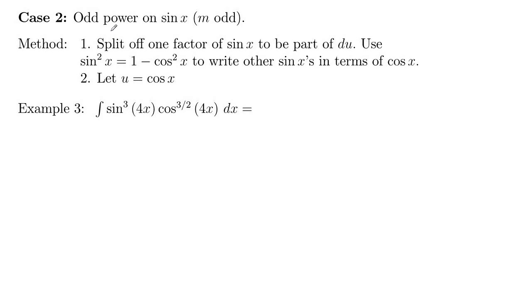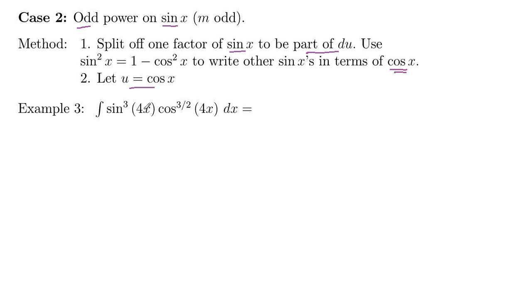Now the other case is when you've got your odd power on your sine x. If that's the case, then you're going to split off one factor of sine x, and that's going to be part of your du. And then you're going to use sine squared is 1 minus cosine squared to write everything else in terms of cosine x, and then you let u equal cosine x. So let's look at an example.